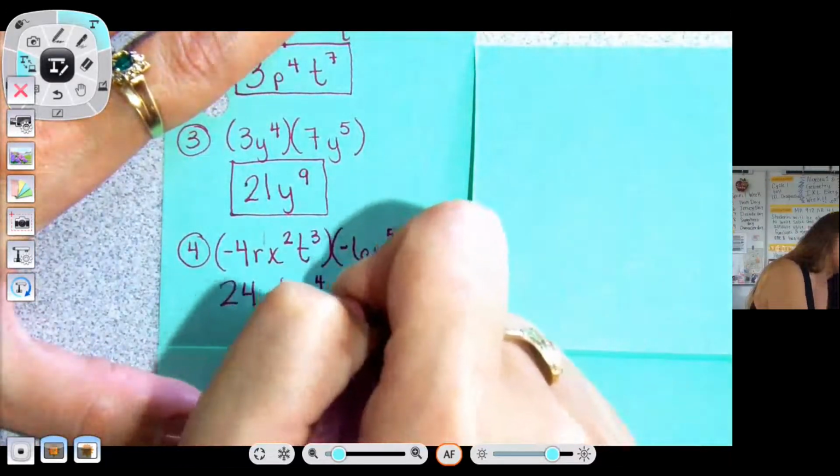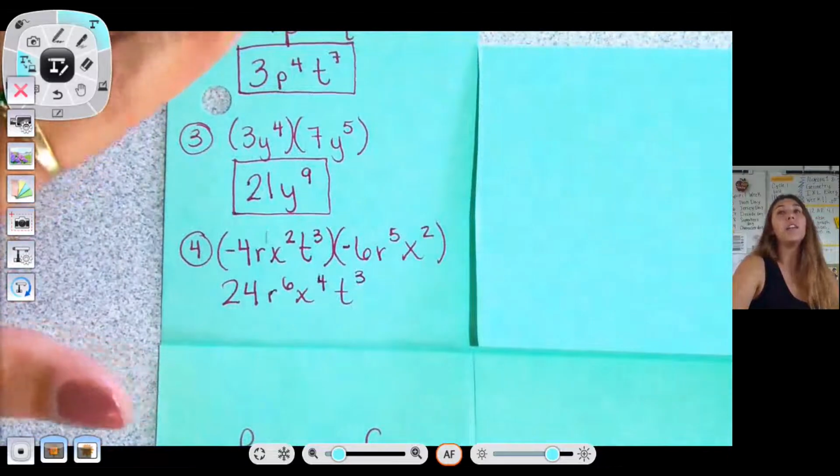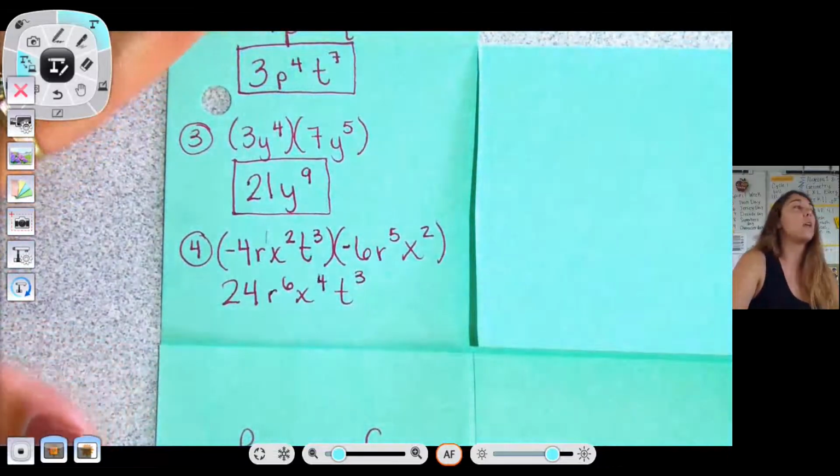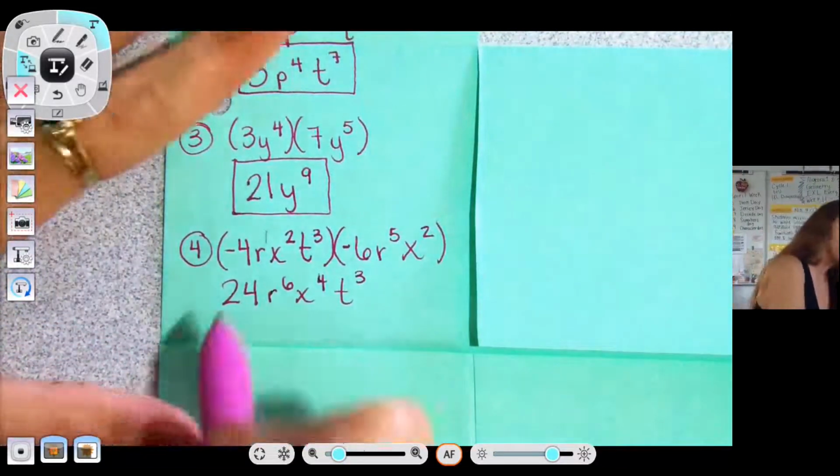And then T to the 3rd. T has no friends. It's chilling like a villain by itself, lonesome, so it does not change.